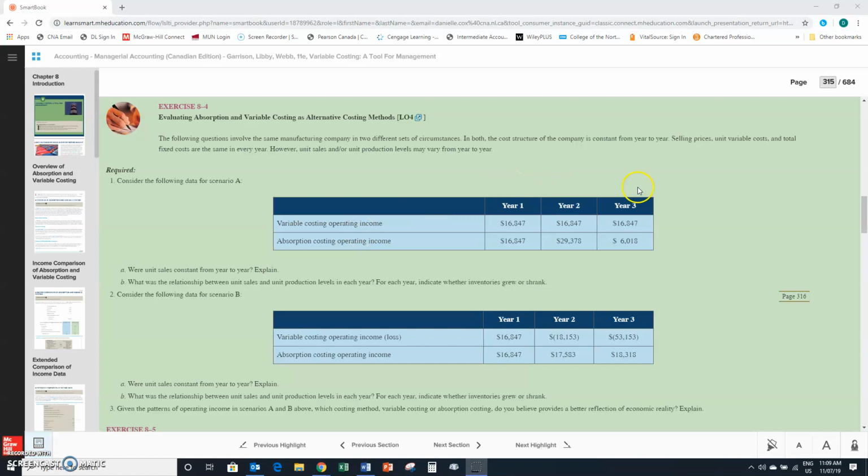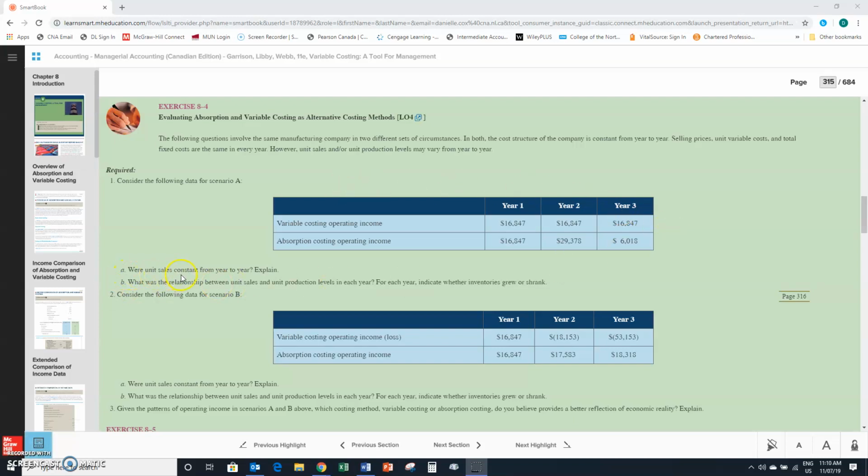Okay, so it says the following questions involve the same manufacturing company in two different sets of circumstances. In both, the cost structure of the company is constant. Selling price, unit variable cost, total fixed cost are the same every year. Unit sales and or unit production levels are what's changing. So we're told, consider the following data in scenario A.